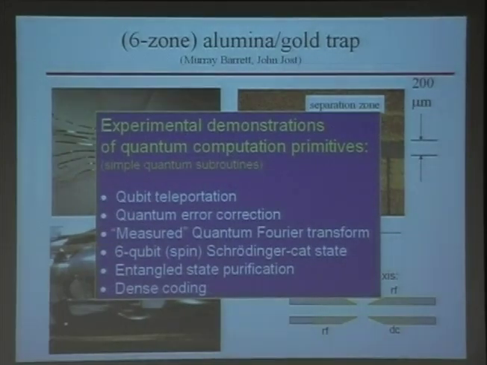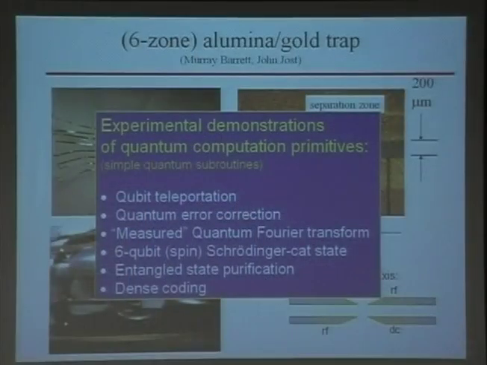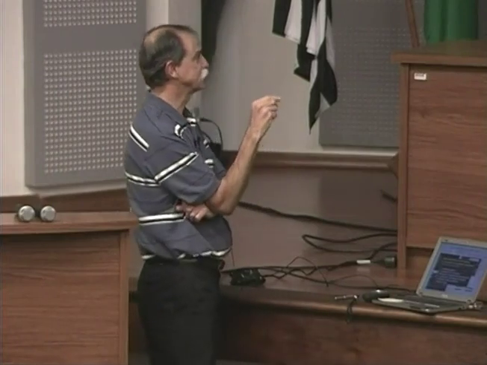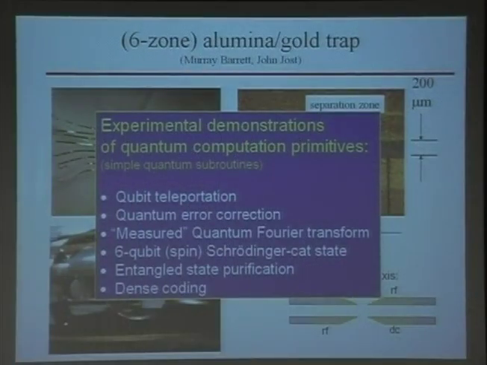If I had more time, I would like to discuss some of these simple, what you might regard as subroutines in an information processor, and give you some examples of these subroutines that we've been able to do. The one that got the most attention was quantum teleportation, mainly because people associate that with Star Trek. The difference here is that we're not teleporting matter between locations, but we're able to teleport quantum states between two locations.